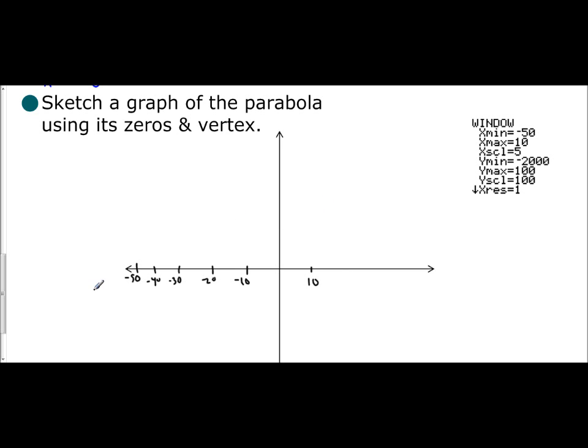The y min is negative 2,000. So I'm going to go down. I want my y min of negative 2,000. Halfway is negative 1,000. Here's negative 500. Here's negative 1,500. And if you want, you can do your 5 intervals to get there. We're just going to estimate this.